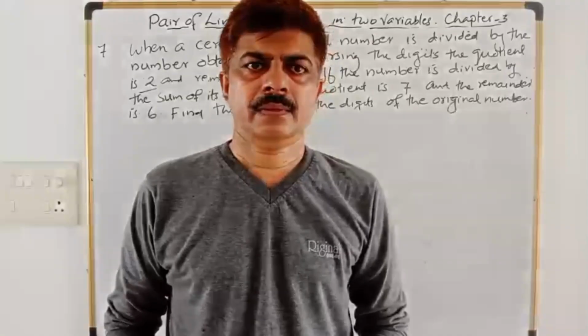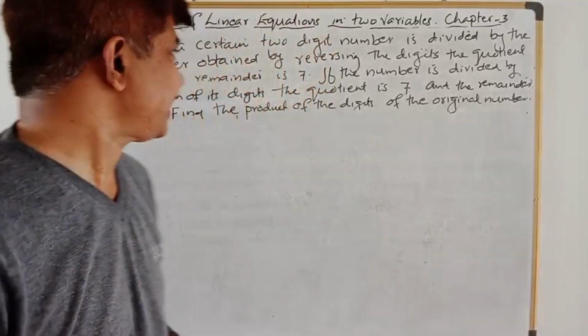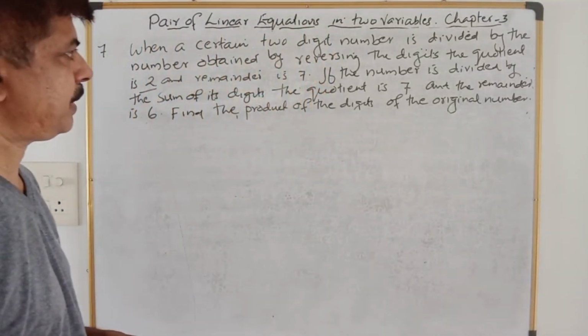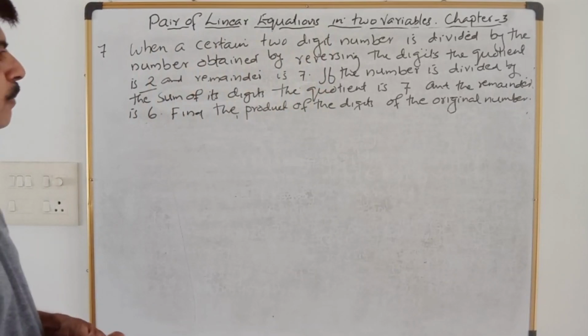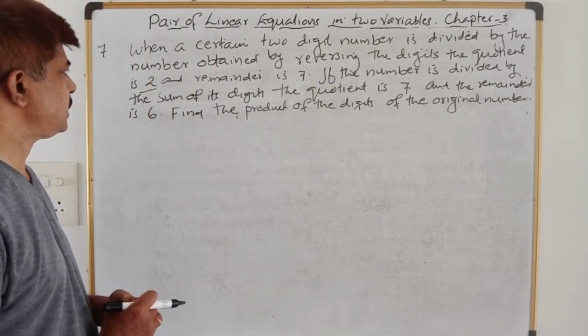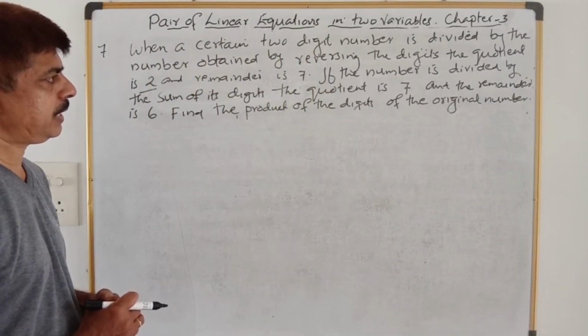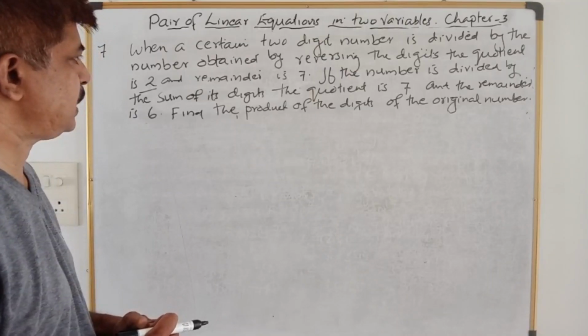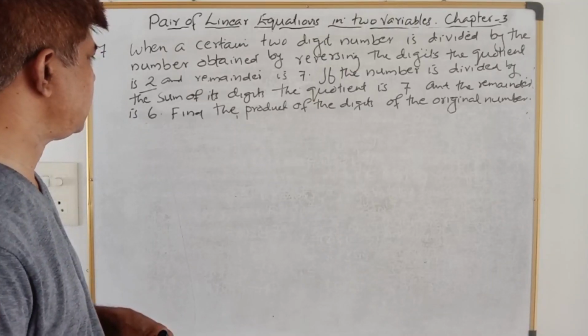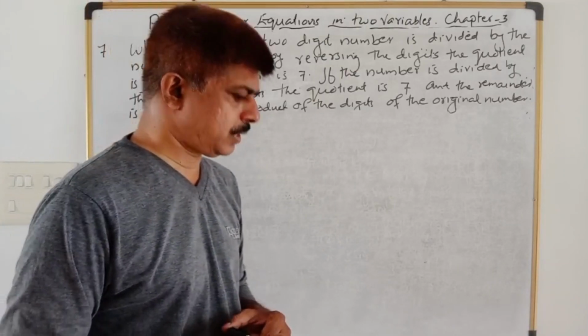Is it clear? Okay. Move on to the next question. When a certain 2-digit number is divided by the number obtained by reversing the digits, the quotient is 2 and remainder is 7. If the number is divided by the sum of its digits, the quotient is 7 and the remainder is 6. Find the product of the digits of the original number.